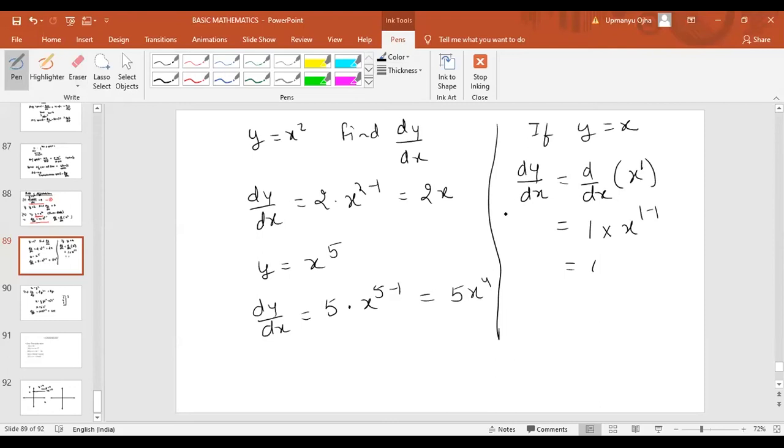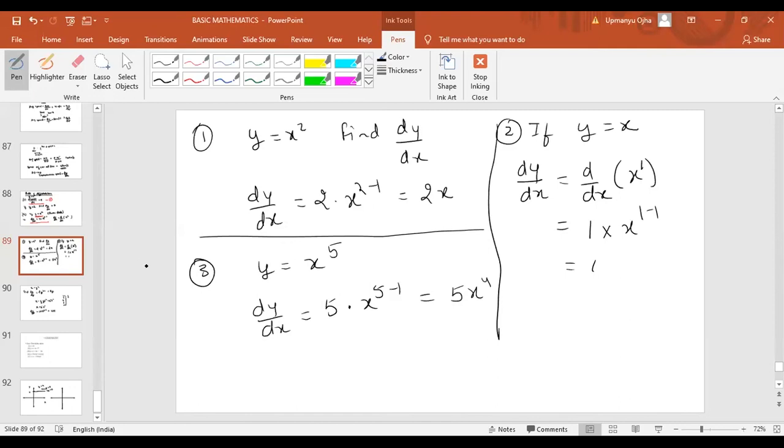Understand? So if y is equal to x, then dy by dx equals 1. Fine. Second, this formula, this is the first example I have taken. This is the third example which I have taken. If y equals x power 5, then the value of dy by dx will be 5x power 4. I hope you are understanding this.